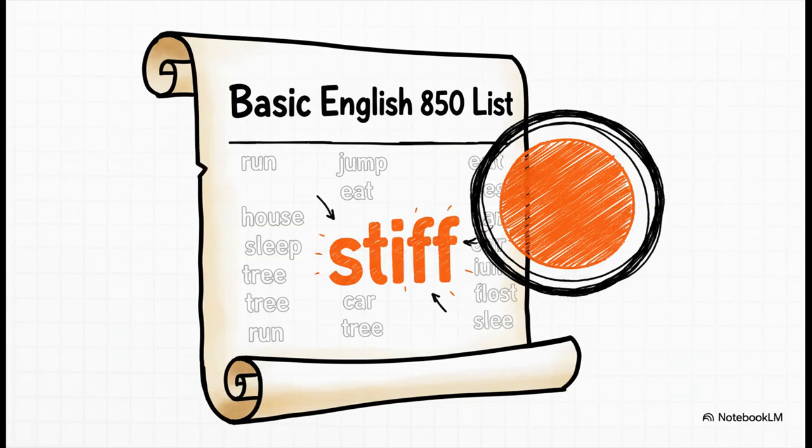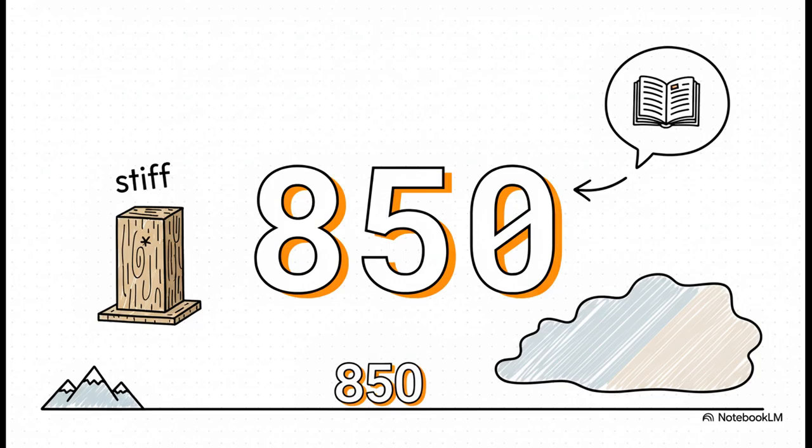See, stiff isn't just versatile by some random accident. No, it was hand-picked. It was specifically chosen to be part of this really exclusive club, the Basic English 850-word list. Only 850 words. Just let that sink in for a second. The English language has over 170,000 words that we use today. But the people who created Basic English, they believed you could handle most situations, say most things you need to say, with just this tiny, tiny fraction. And our little word, stiff, it made the cut.